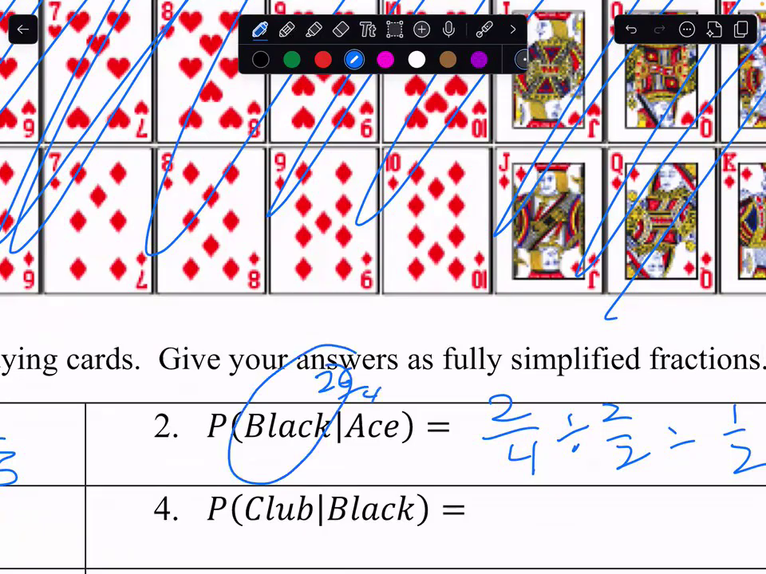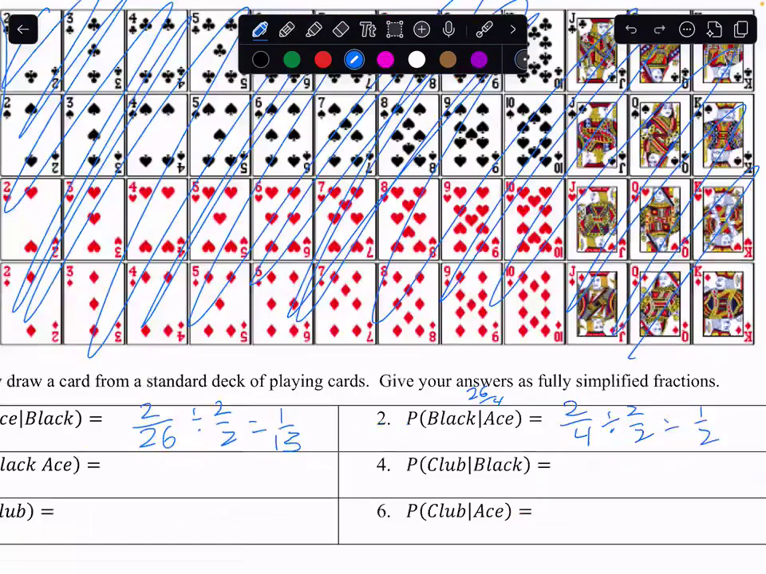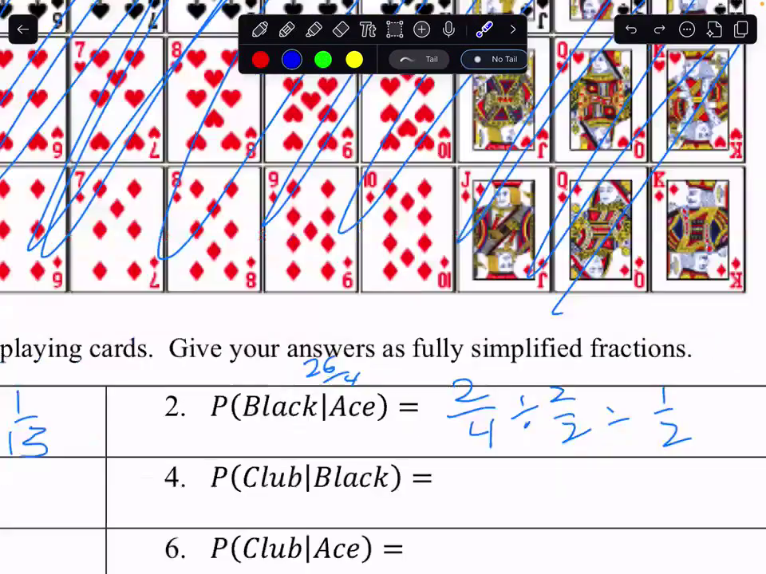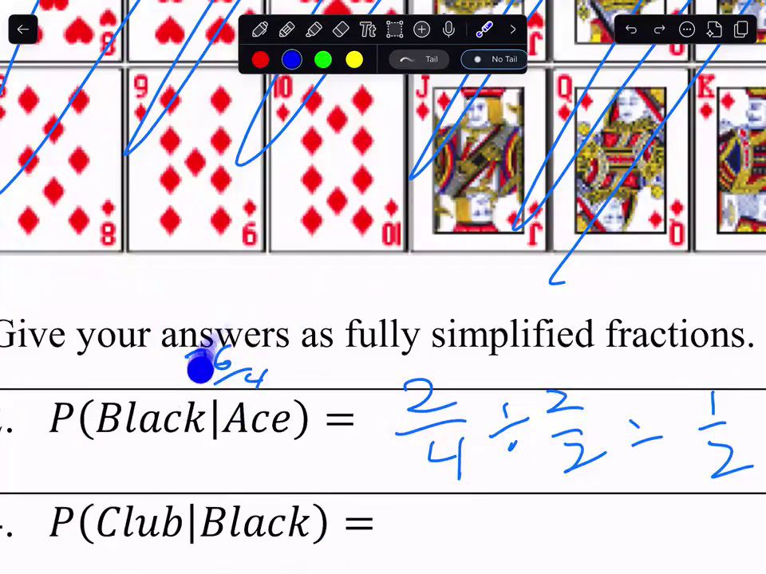By the way, some people did 26 over 4 because they said there's 26 black cards. For the full deck, that's true, but remember, you threw away all of these cards for this problem. So only 2 black cards remain. And also, probability can never be an improper fraction because the denominator is the total, so you can't have more than the total.